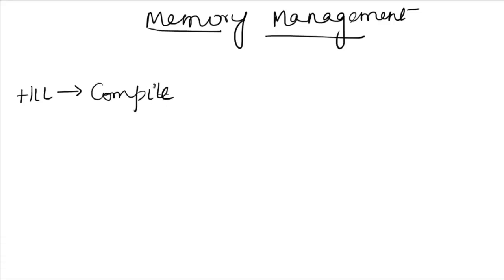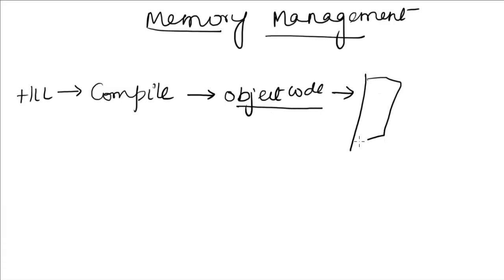Now after compiling, we are going to get the object code. The object code will be in the form of zeros and ones. Now this object code will be kept in the secondary memory. Assume that this is the secondary memory. This object code, whatever we get after compiling, will be in the form of zeros and ones. Now this will be the object code.